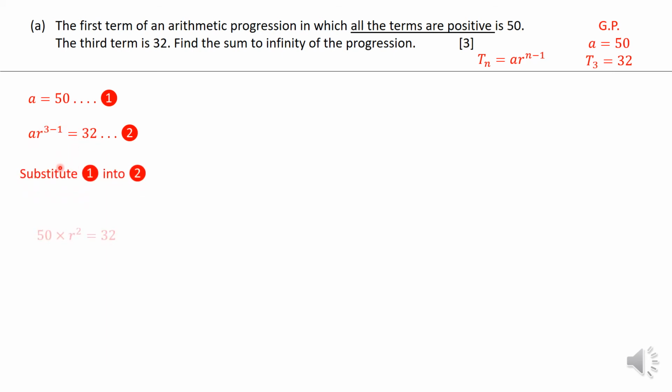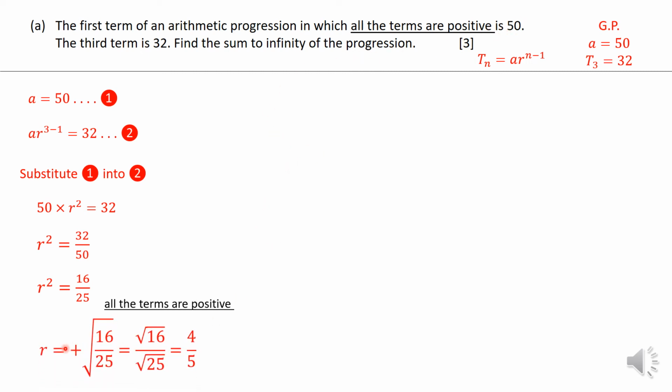Then I will just simply substitute. There are other ways that you can do that, but you can substitute that 50 into the second one, and then you solve for that. Remember, you now have to find a common ratio, and that common ratio has to be positive since all the terms are positive. So we're not going to take the negative one. So the correct r is 4 over 5, but we're not finding r.